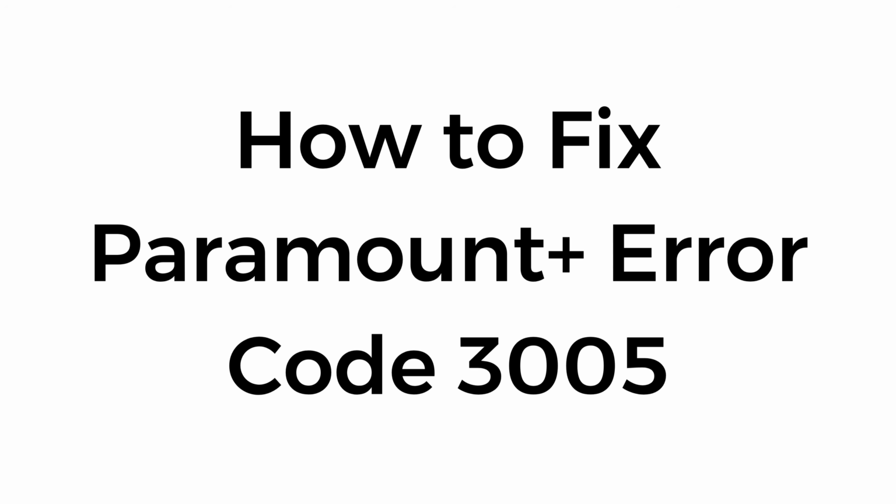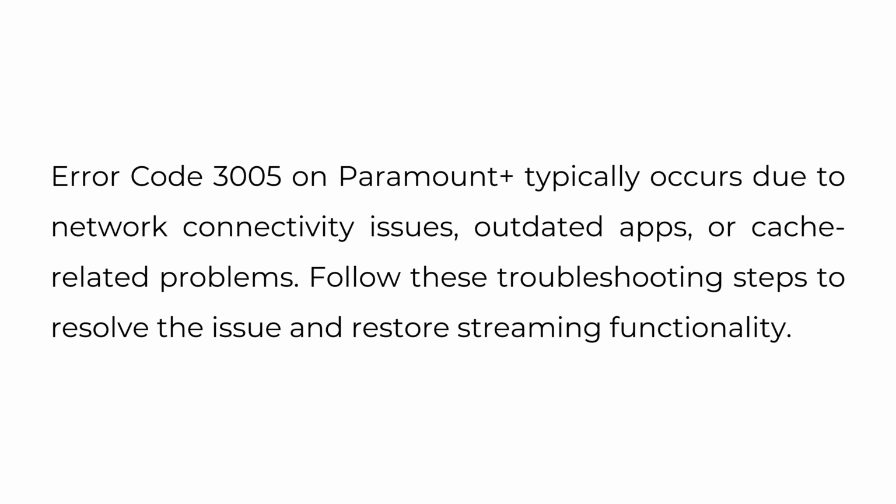How to fix Paramount Plus error code 3005. Error code 3005 on Paramount Plus typically occurs due to network connectivity issues, outdated apps, or cache-related problems. Follow these troubleshooting steps to resolve the issue and restore streaming functionality.